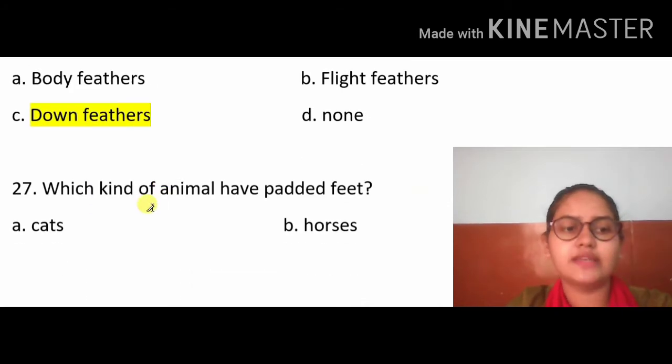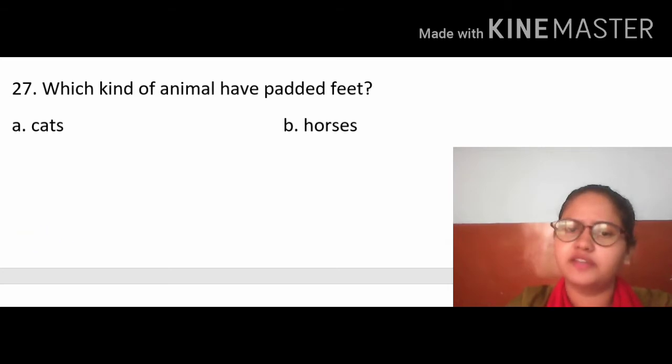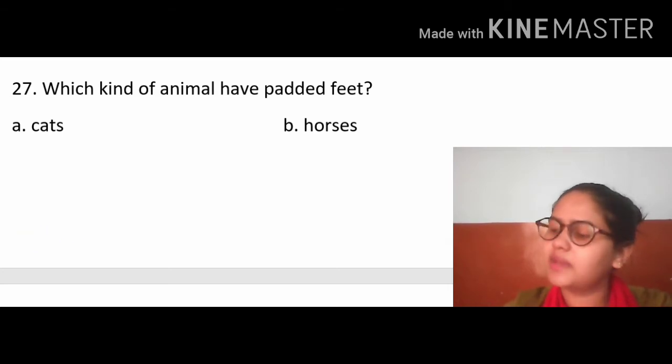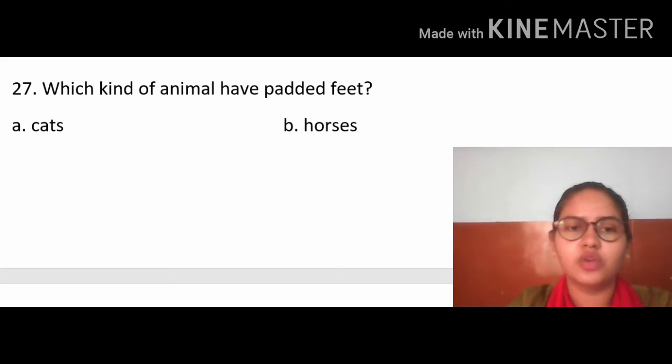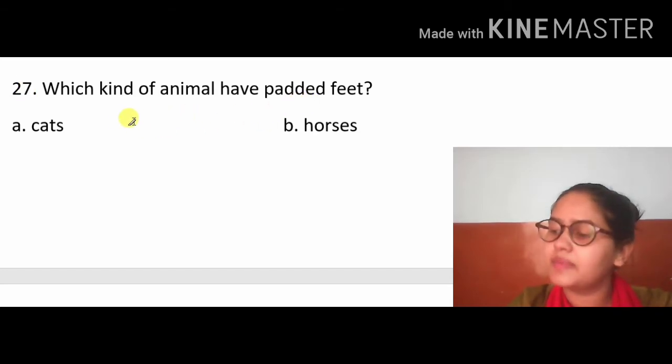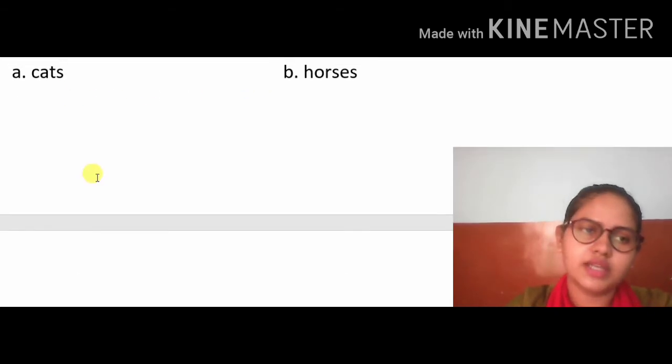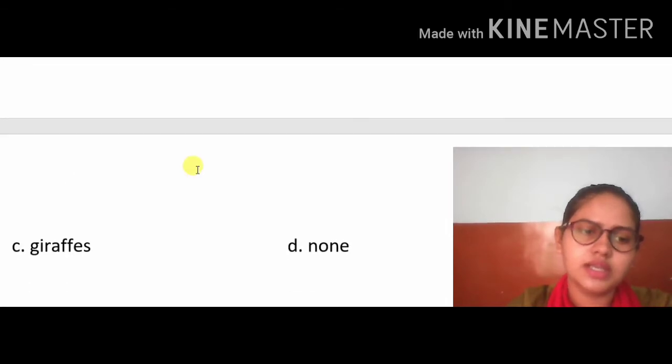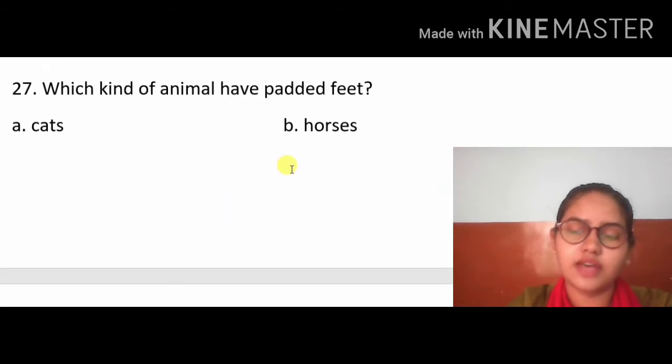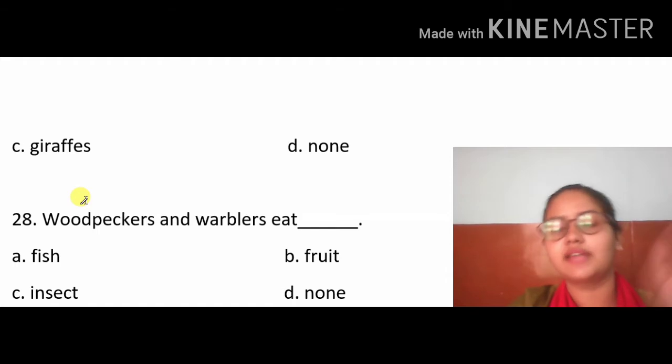And now come to the 27th one. Which kind of animal has padded feet? You can open the second page of this chapter. Most animals move on four legs, right? For example, giraffe and rhinoceros. And some animals like cats, dogs, lions have padded feet. So we know which ones have padded feet: cats, dogs and lions. Here our options are cat, horse, giraffe. Now we know that the giraffe has four legs and the horse has hooves. So which one is correct? A is correct. So the 27th answer is A.